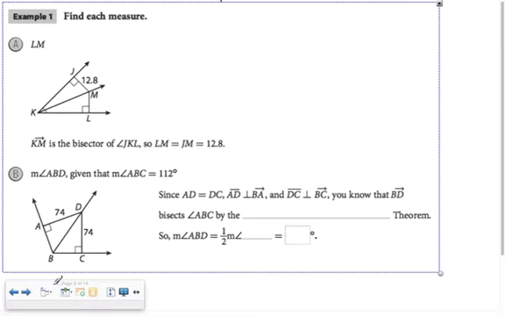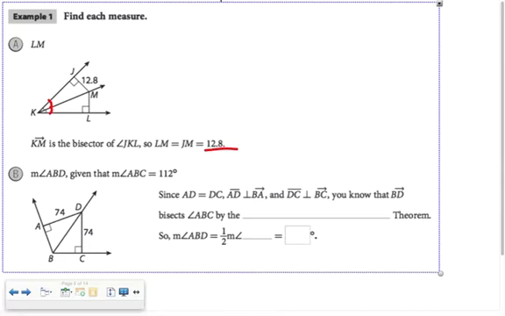So in example 1, they're asking to find the length of LM. So I'm given in this diagram, and notice it's not made very big, notice these arcs that they had there. Those arcs indicate that KM is an angle bisector. So since M is on the angle bisector, it will be equidistant from the sides of the angle. So that's why the length of LM is also 12.8.